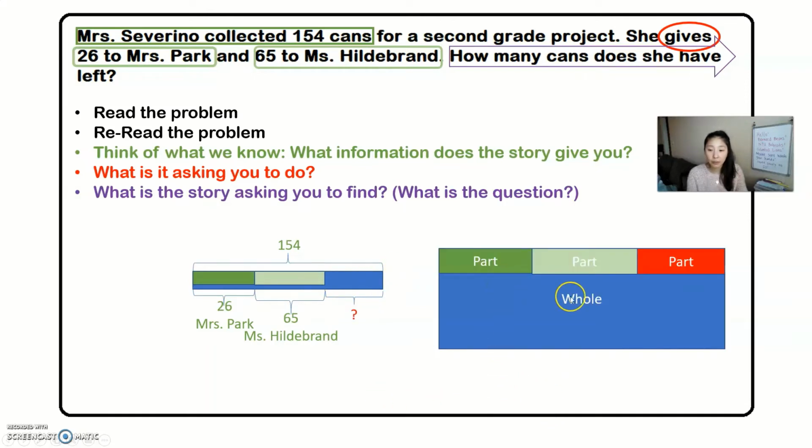This again looks like our part whole model from yesterday, but I added one more thing to show you something. If you add all the parts together, you get the whole. If you only have one part, you would need to subtract. If you have both parts, you would need to add these together and then subtract.